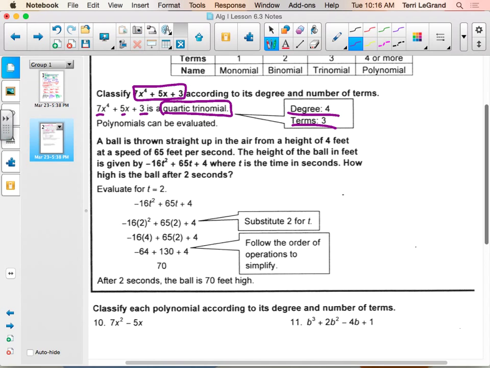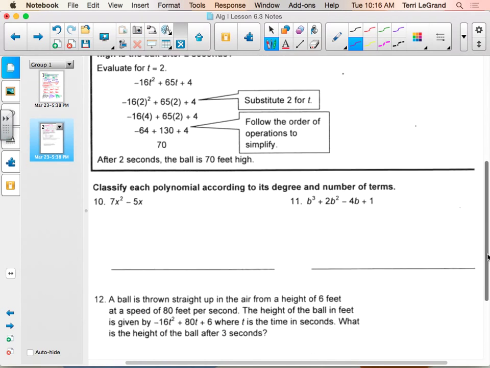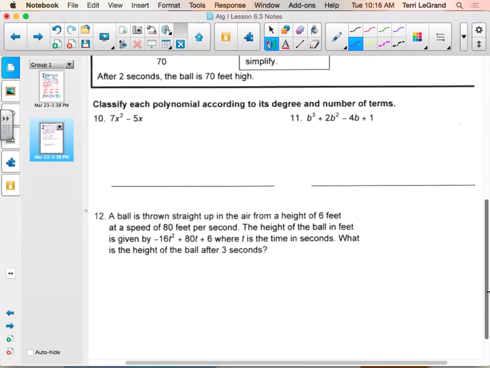Okay, let's just jump down and go do some classifying before we do the evaluating polynomials. So, what do you think? Number 10. And you have to write this down for me, okay? In your homework, this is important. I want you to do this. I want you to write degree, terms, and then you can give its name. You have to write this.